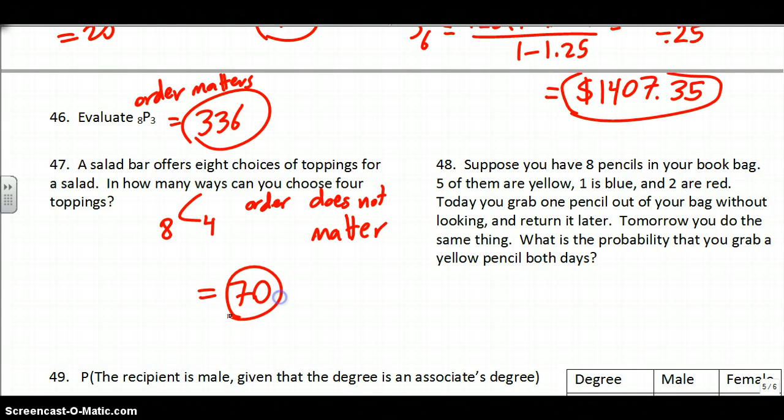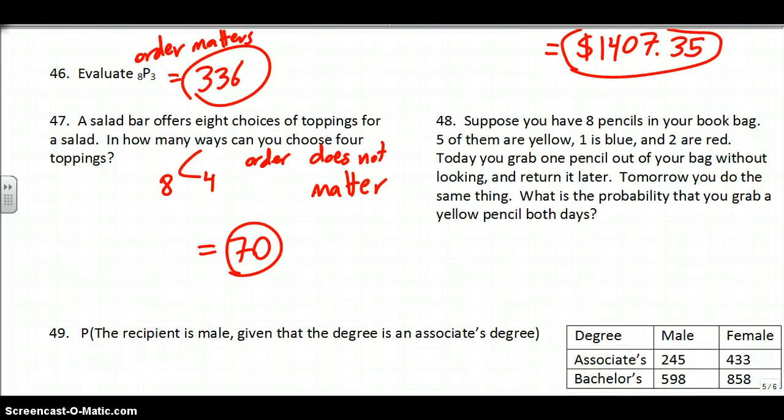So there's 70 different ways I can choose 4 toppings. Suppose I have 8 pencils in my book bag. 5 are yellow, 1's blue, and 2 are red. Today I grab 1 without looking and I return it. That's important. And tomorrow I do the exact same thing. What's the probability that I grab a yellow pencil and a yellow pencil?